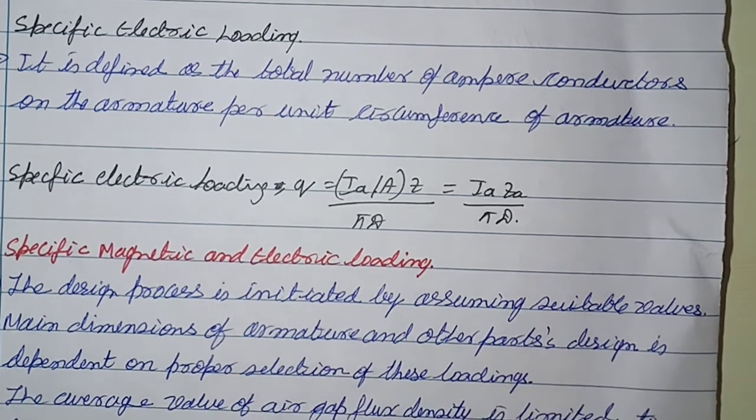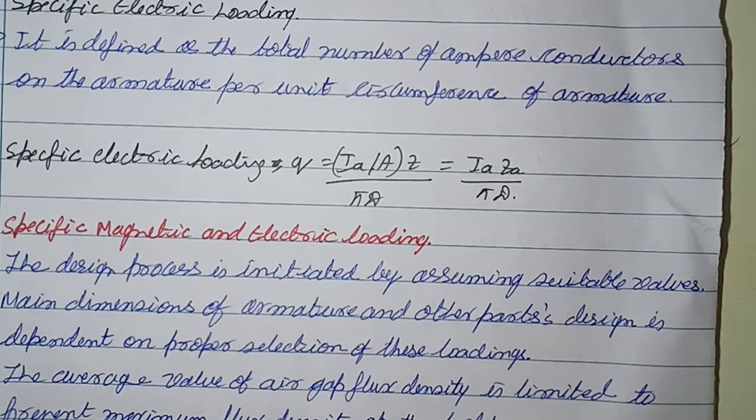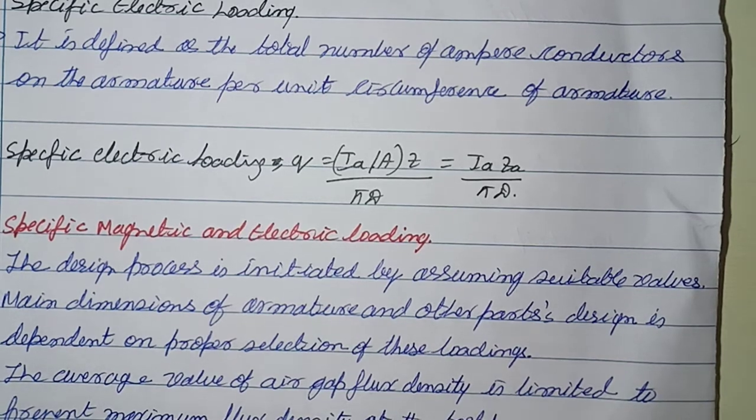The next point is that the main dimensions of the armature and other parts of the design depend on the proper selection of these loadings. That is what we said, right? The output equation has the output, that is the PA, then the main dimensions of the armature, D and L. So D square L was there. It depends on the proper selection of these loadings, which had C naught, where C naught involved B average and Q, the specific magnetic and electrical loading respectively.